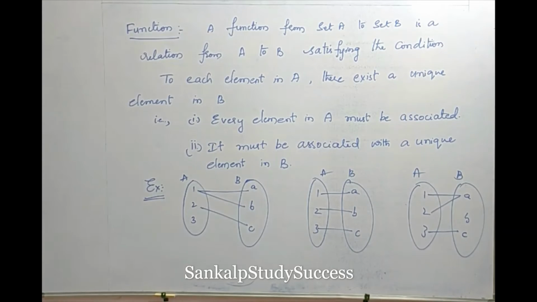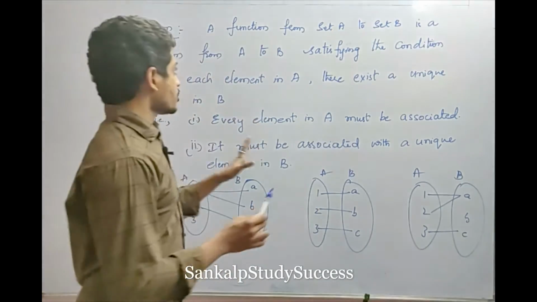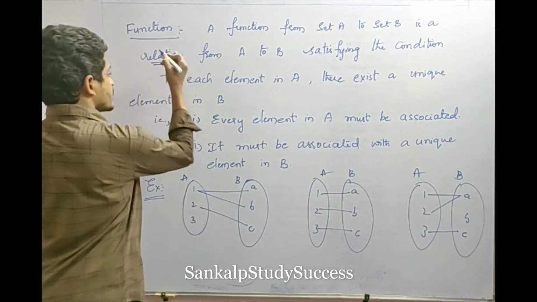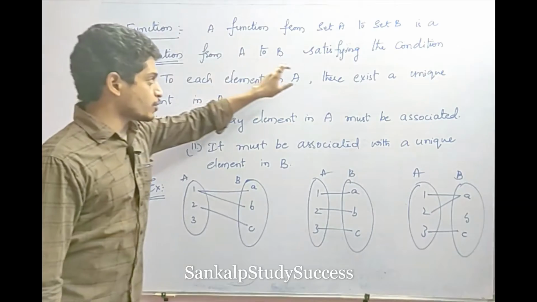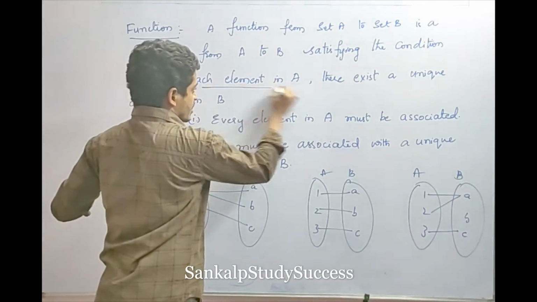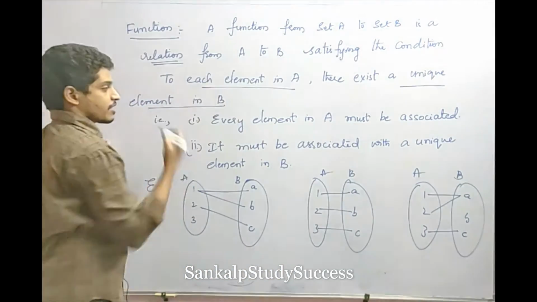So the next concept is function. So what is a function? A function from set A to set B is a relation. This word is very important, friends. A relation from A to B satisfying the condition: to each element in A, there exists a unique element in B. This is a very important point.